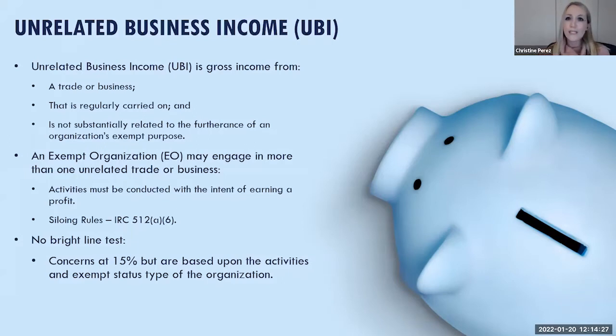Where we see concerns, based upon what we've seen in case law, IRS rulings and PLRs, is we start to see some concerns around that 15% mark. So 15% of the gross income of an organization. Once we start to exceed that percentage of gross income, organizations start to take the standpoint of, does this need to be split out into a separate entity? Does UBI need to move into a subsidiary?